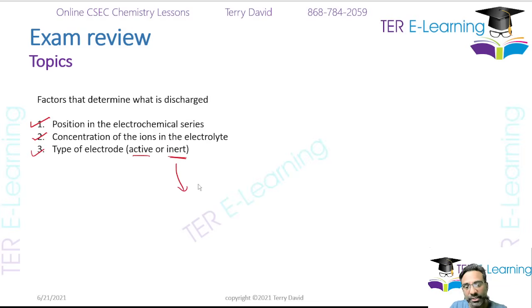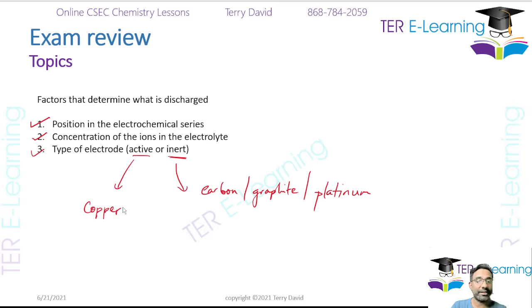An inert electrode could be something like carbon, or what we call graphite, right? Or platinum is an inert electrode as well. Now, when it comes to active electrodes, you can have something like copper. Copper can be an active electrode and something happens to the copper in this particular instance. So there are basically 3 factors that affect what is being discharged during electrolysis. So you need to be familiar with this, guys.